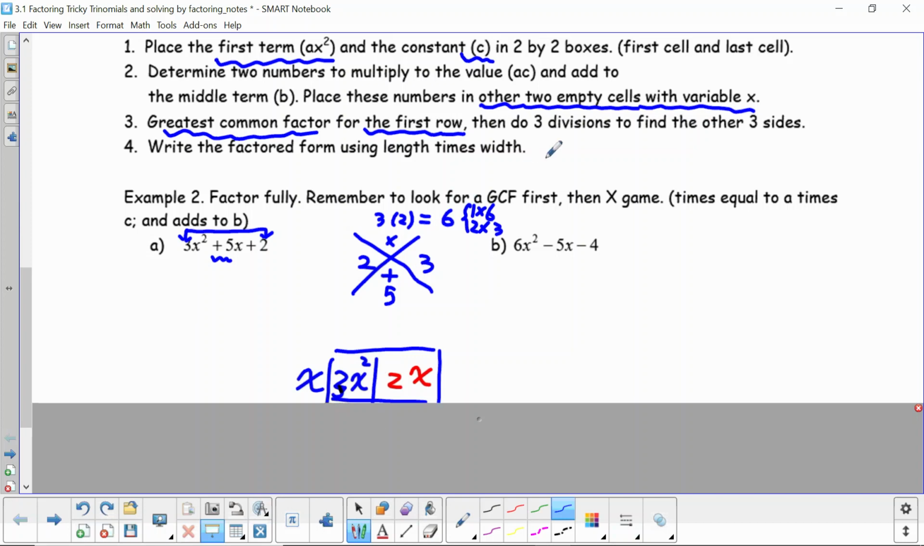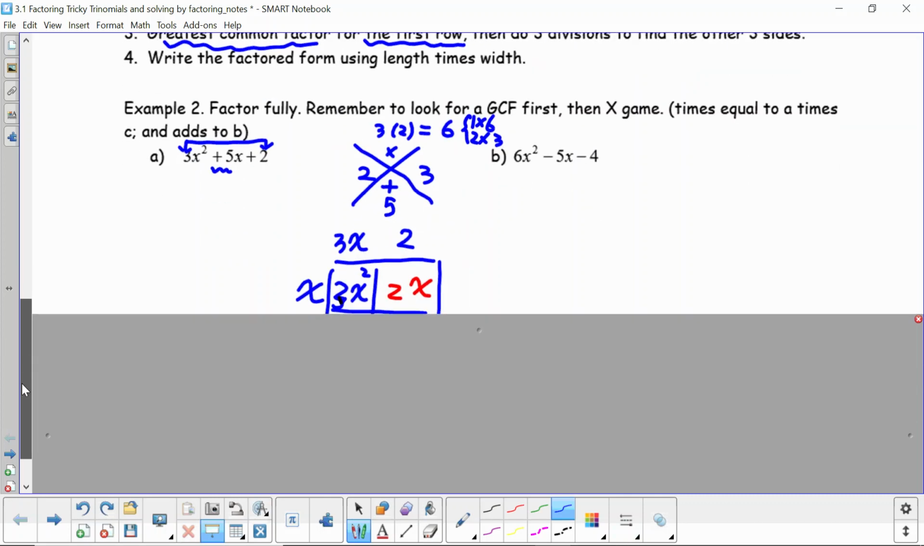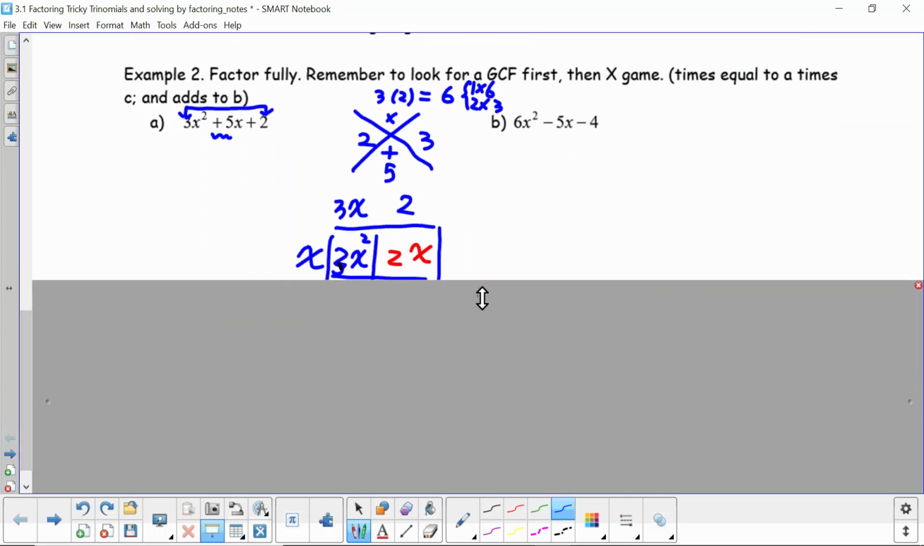Then after that, we are going to do the division. So we do this division, 3x squared divided by x. This is the first division. 3x squared divided by x gives you 3x. 2x divided by x gives you 2. So this is how we factor the first row.